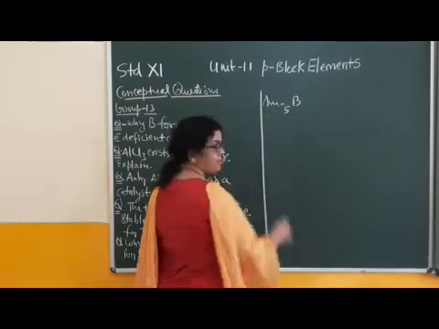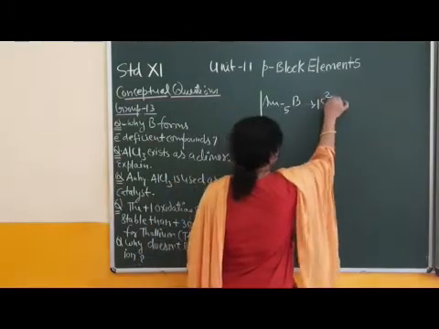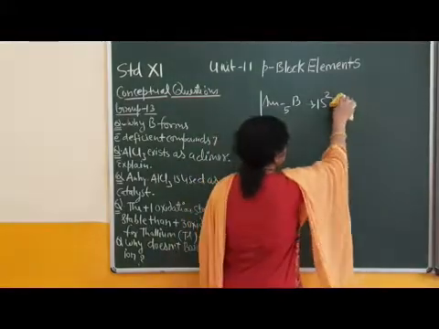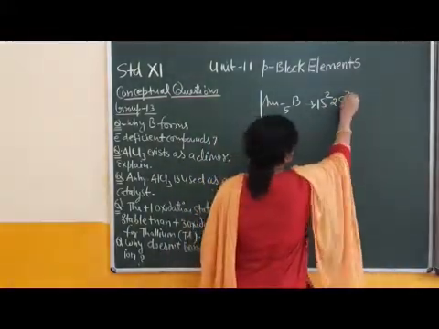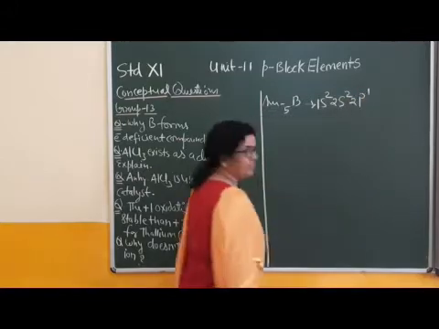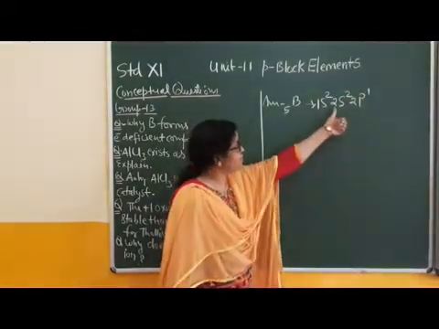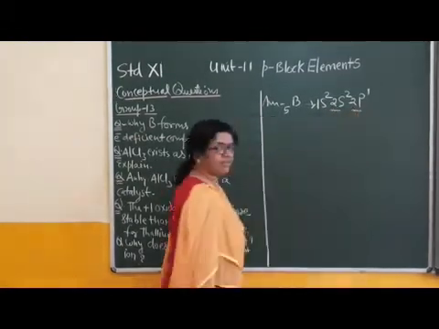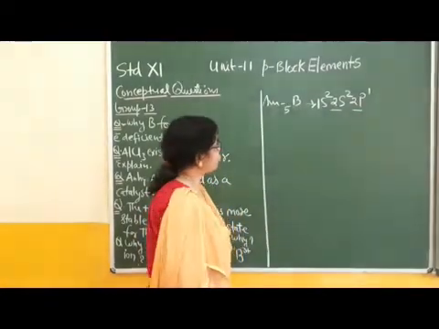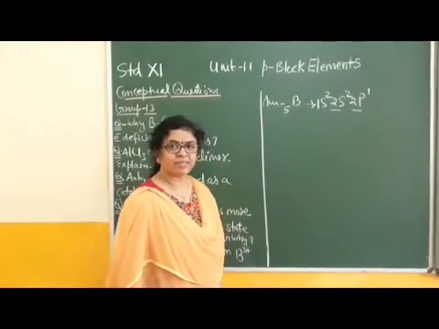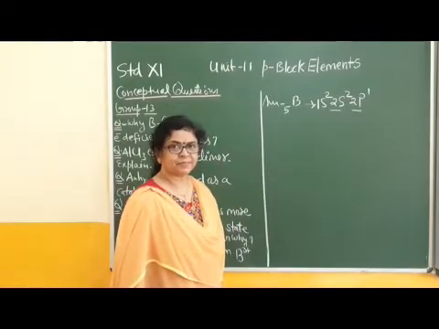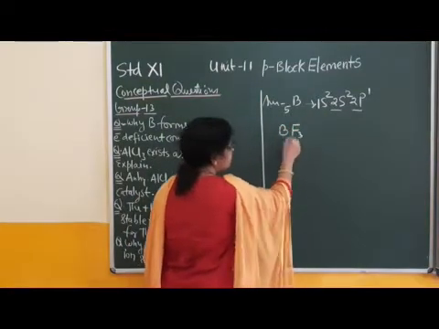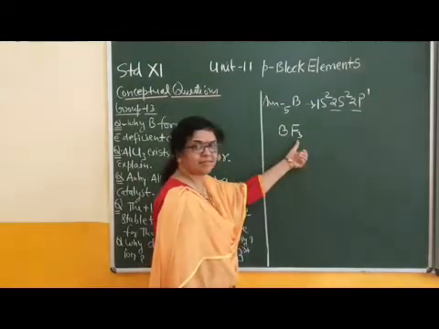Boron atomic number is 5. Its configuration is 1s2, then 2s2, then 2p1, right? The general formula is ns2 np1. How many valence electrons are present? 3 valence electrons are present, right? The group valency of group 13 elements is plus 3, right? And a compound of boron is BF3. The combining tendency is 3.